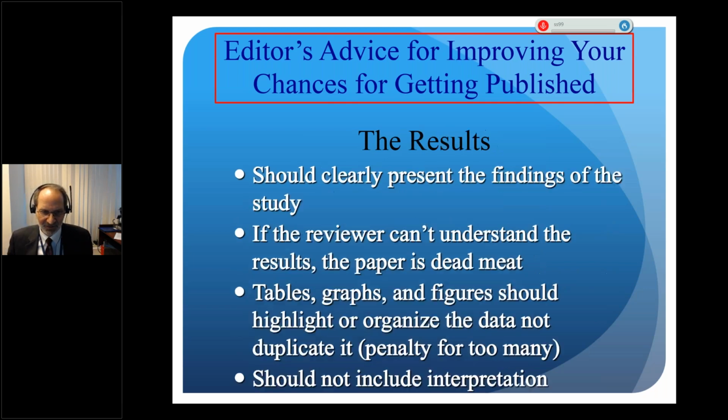Then the results. The results are where you present what your findings were. We did liver biopsies on 200 consecutive sleeve patients with fatty liver disease, and this is what we found. That's it. If the reviewer can't understand the results, the way it's being presented, that paper probably will not get further along. Tables, graphs, and figures should highlight or organize the data, not duplicate it.